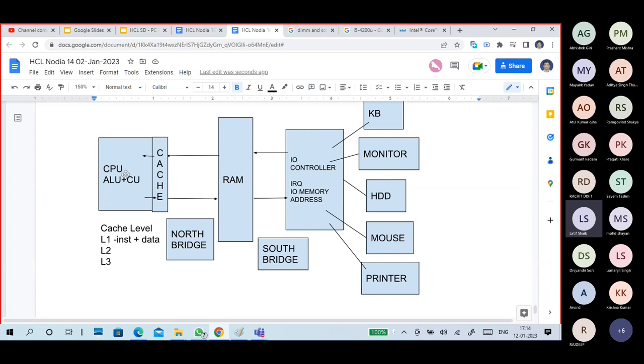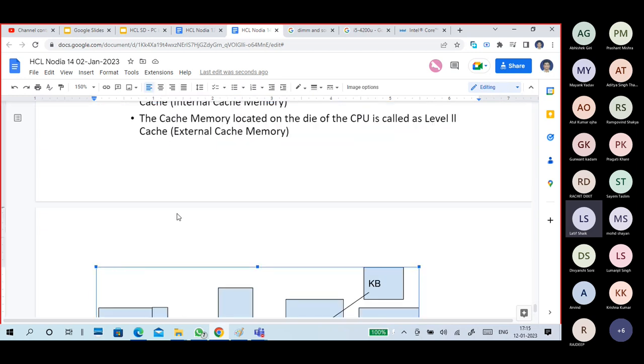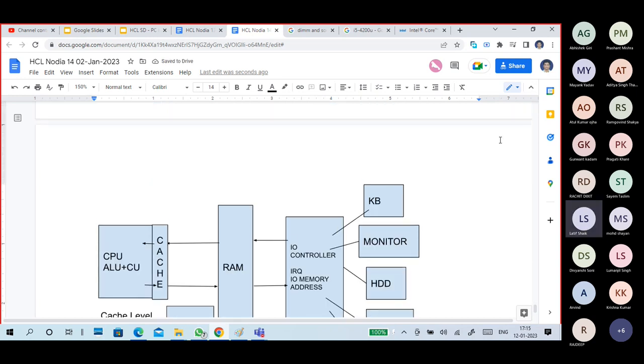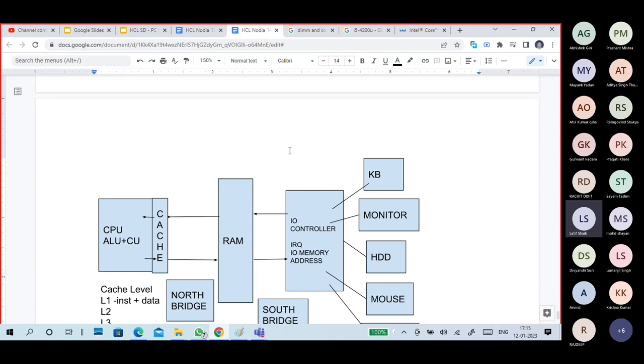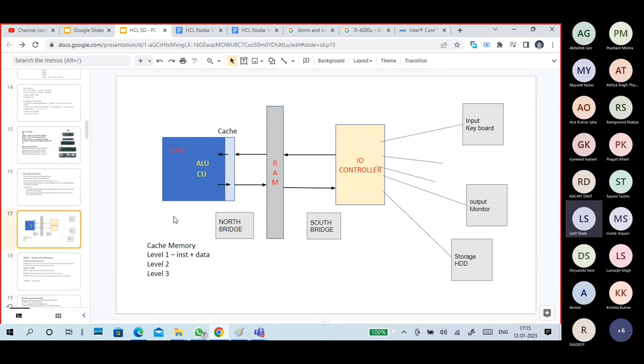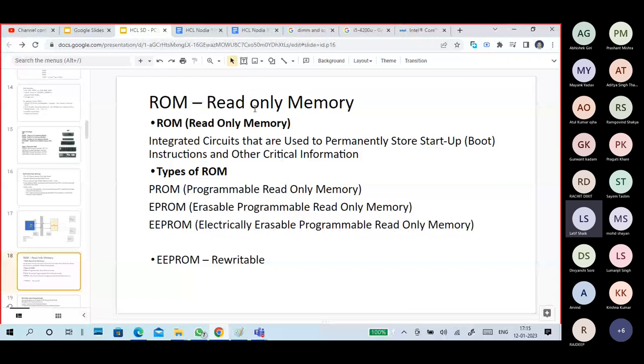Cache is as fast as your CPU. Cache memory is also a temporary memory only. It will load instructions from RAM to cache, cache to CPU, so the speed will be matched. This is why we are using cache memory, and this is how it works. And that's the north bridge and south bridge. This is a diagram. Here it is colorful; there is nothing colorful in the real thing.